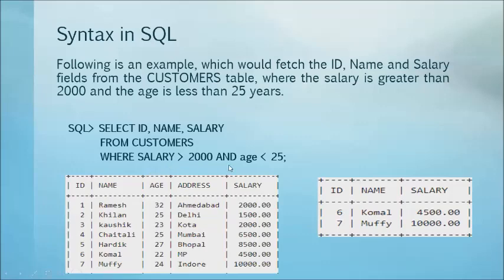From our original table, we will be fetching ID number 6, Komal, whose age is 22 and salary is 4,500. And then we have ID number 7, Mafi, whose age is 24 and salary is 10,000. So our generated output is IDs 6 and 7 only. It displays the ID, name, and salary fields.